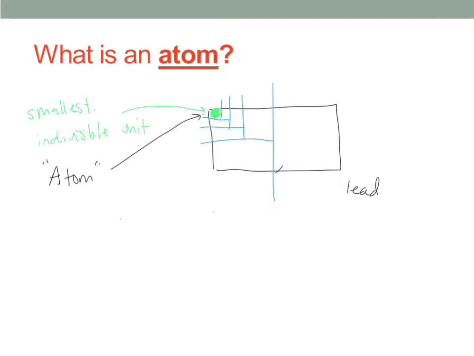Right, so that smallest indivisible piece must be the atom. The word atom literally comes from, if you look at the word atom, the A prefix, which you've probably heard in other words, is usually a negative prefix. Like amoral is not moral, or asymmetric is not symmetric. So A means not or no, or just something negative. And then the root tom is like to cut or to break something.